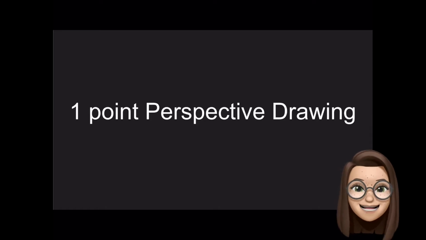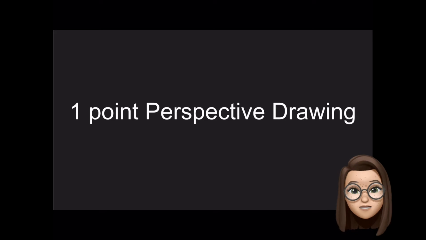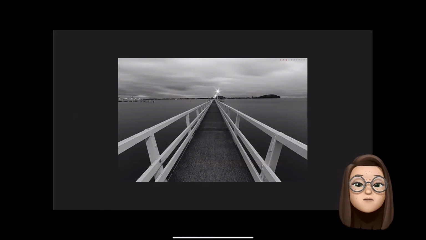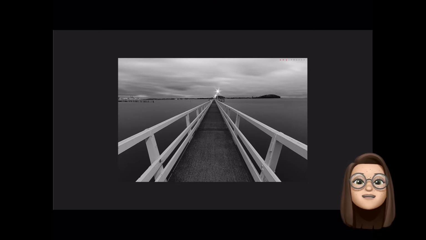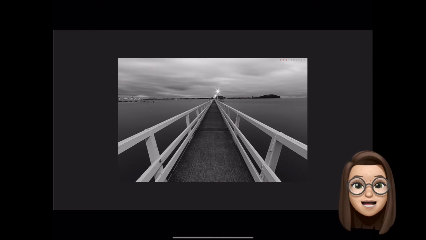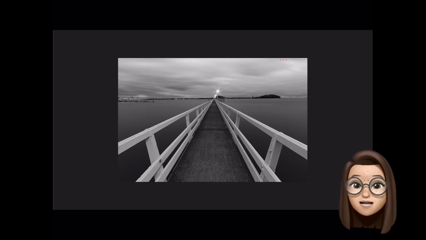All right, before we get into your project requirements, I wanted to talk a little bit more about one-point perspective drawing. So here is a photo example about one-point perspective. You can clearly see the rails of the bridge here as orthogonal lines heading back to the vanishing point. And then we see the horizon line of where the sky meets the land, or in this case, the ocean.